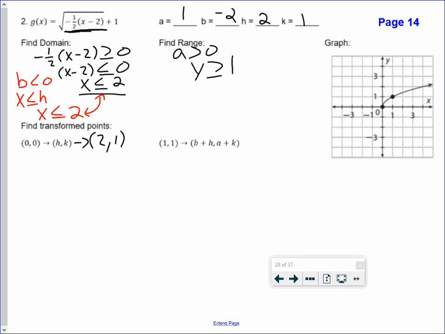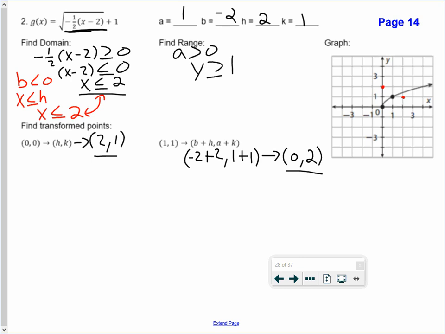For our other point, 1, 1, our b term is -2. Our h is 2, our a is 1, and our k is also 1. So that transforms into the point 0, 2. So now we have both of our points, and we can graph them to figure out what our new transformed function will look like. We have 2, 1, and we have 0, 2.